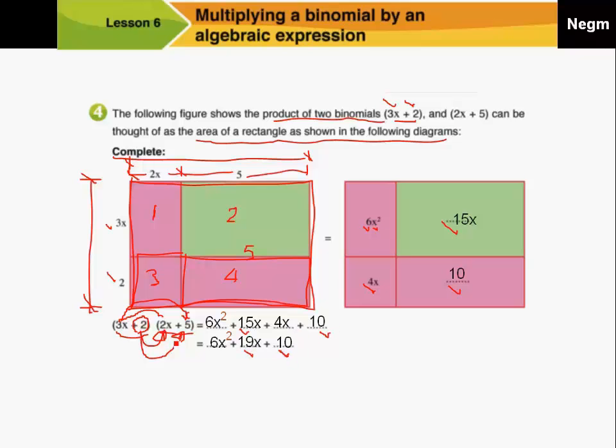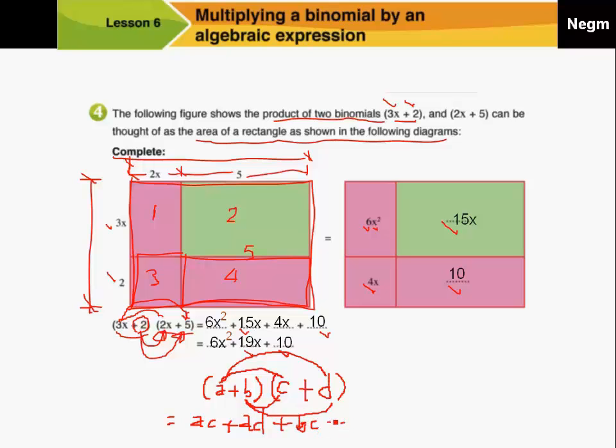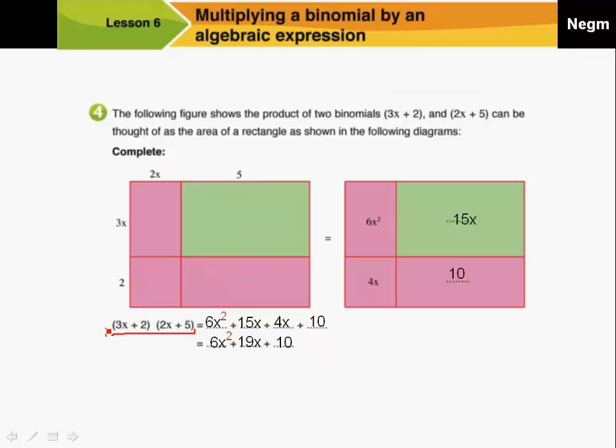We learned something here, which is if we have a plus b multiplied by c plus d, how can we multiply this? First, we multiply a times c plus a times d, plus multiply b times c plus b times d. This is the multiplication of these two binomials. It is very easy. Now you can multiply two binomials together in one step.